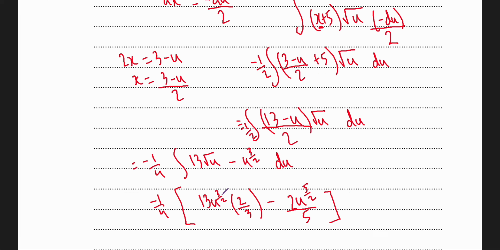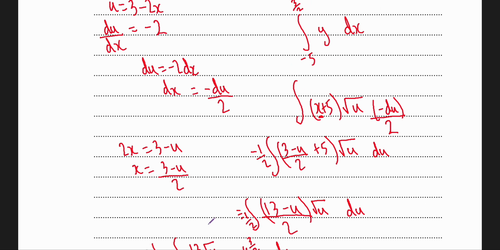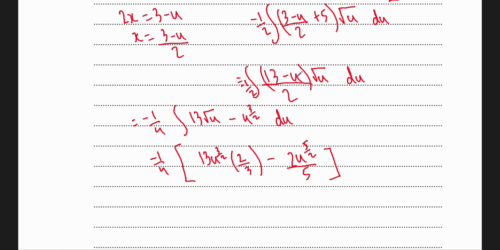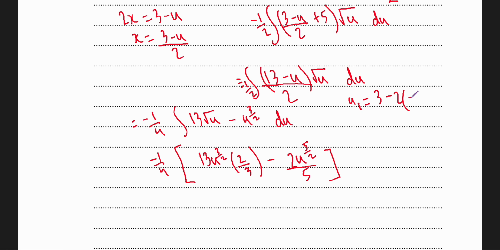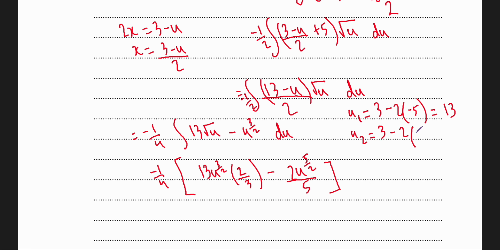But now this is a definite integral, so we need some numbers. What we can do is put the 3 minus 2x back in for u, and then use negative 5 and 3 over 2. But the other way to do it is, if u is equal to 3 minus 2x, then the lower limit is 3 minus 2 times negative 5, which is equal to 13. And then the upper bound is 3 minus 2 times 3 over 2, which just goes to 0. And you can use that as the upper bound.